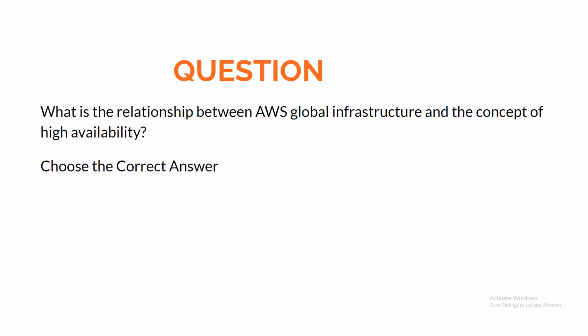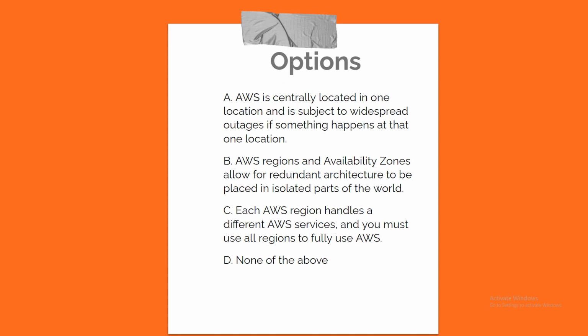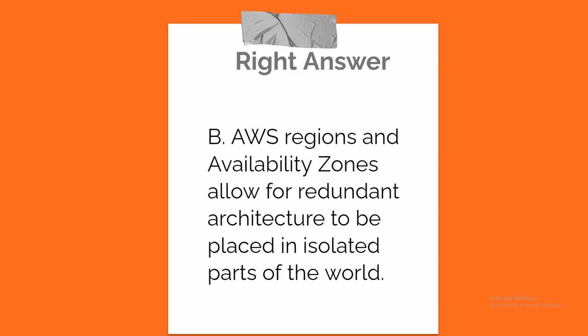Question: What is the relationship between AWS global infrastructure and the concept of high availability? Choose the correct answer. A. AWS is centrally located in one location and is subject to widespread outages if something happens at that one location. B. AWS regions and availability zones allow for redundant architecture to be placed in isolated parts of the world. C. Each AWS region handles different AWS services, and you must use all regions to fully use AWS. D. None of the above. Answer: B. AWS regions and availability zones allow for redundant architecture to be placed in isolated parts of the world.